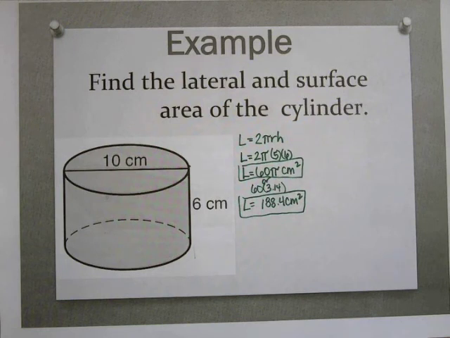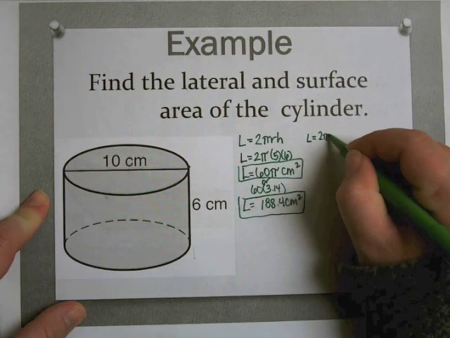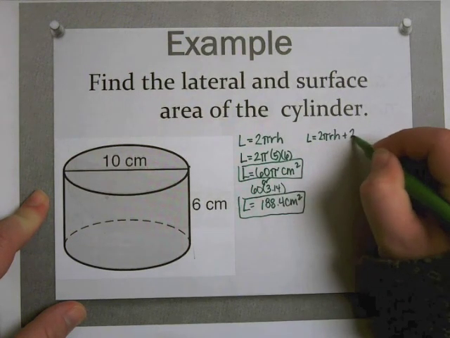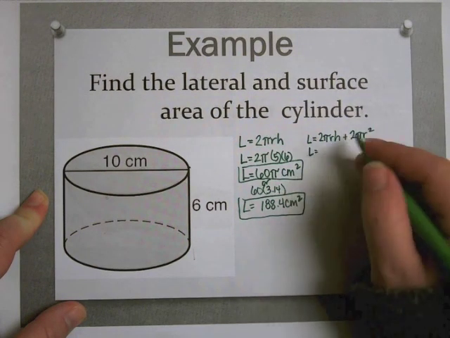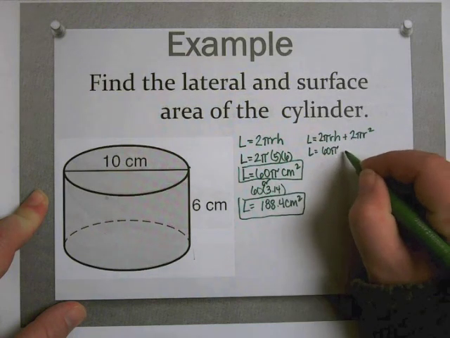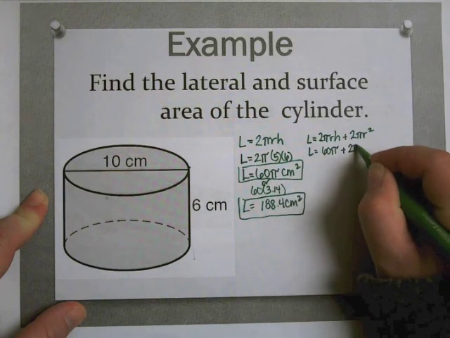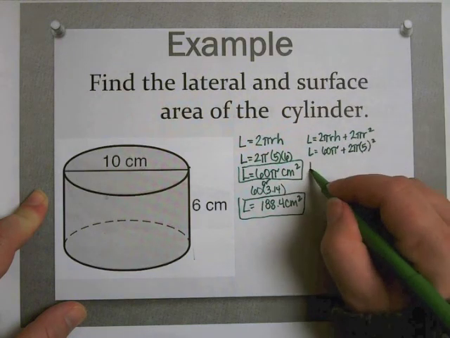Well, we're halfway there because now all we need to do with our lateral area is add the area of the two bases. Well, I'm going to go ahead and write the whole formula out. 2 pi rh plus 2 pi r squared. Well, we've already got 2 pi rh. And let's go ahead and leave it in terms of pi here. So it's 60 pi plus 2 times pi times our radius again was 5 squared.